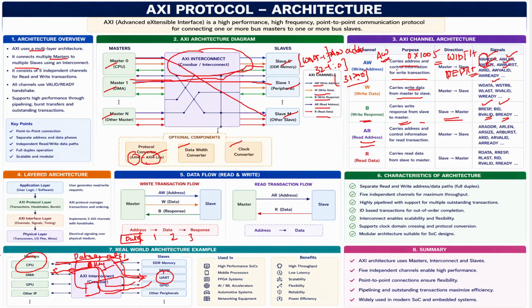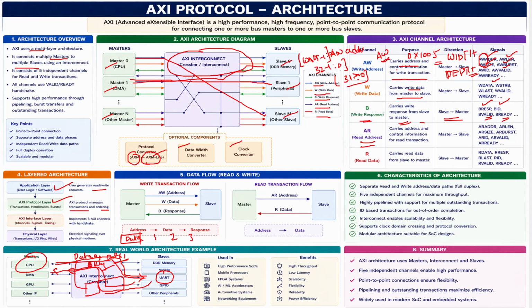So this is the layered architecture, which we already saw in the previous slide. The application layer is where the user generates requests, like some read operation or write operation. Then the AXI protocol layer takes care of the transactions: whether out-of-order transactions are supported, outstanding transactions, or any locked accesses. All of these are taken care of by the AXI protocol layer, which manages the transaction and ordering.